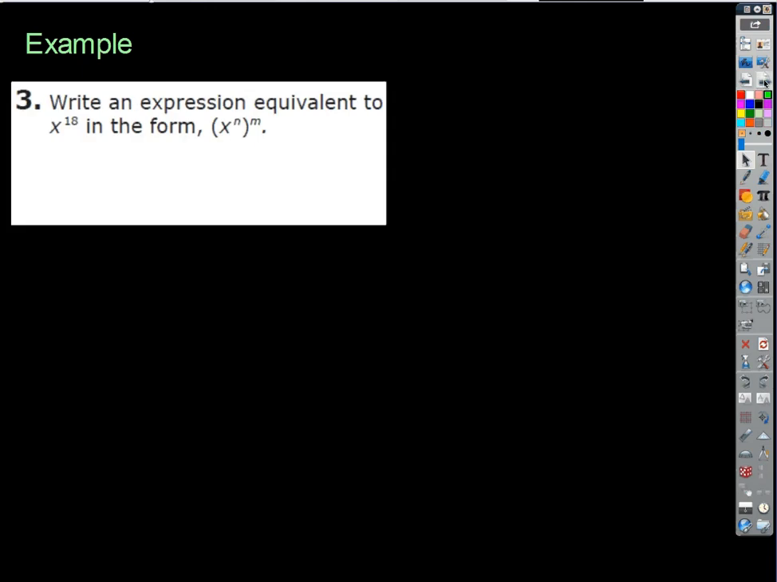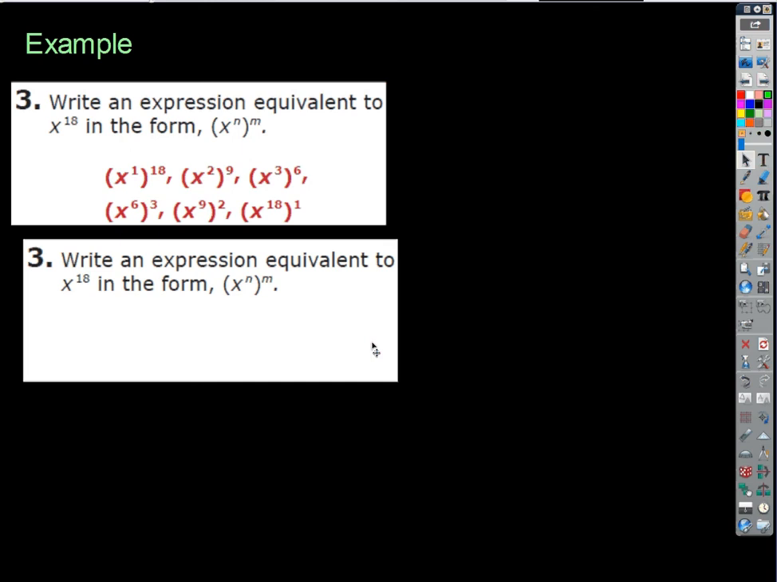How about something like this? Now this is a little different kind of problem because there are many correct answers, but you just have to give one correct answer. So if I want to write x to the 18th in the form x to the n to the m, what's one way to do that? X to the 6th to the 3rd. That works, right? There's one way to do it. What's another way? X to the 9th. Okay, so there's a whole bunch we could do there. Any of them would be right.